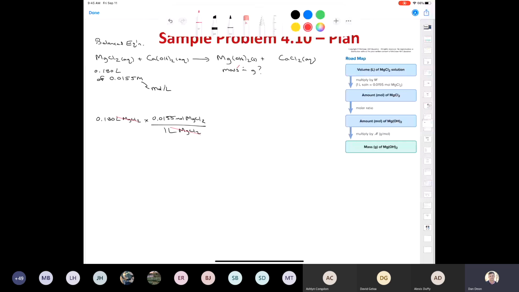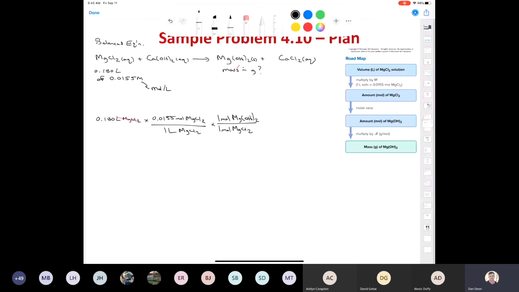But we want the number of moles of magnesium hydroxide. Where are we going to get that? We're going to get that from our balanced equation. We know that this is a 1-to-1 ratio. And I can use my balanced equation to write a beautiful conversion factor here. For every 1 mole of magnesium chloride, I produce 1 mole of magnesium hydroxide.